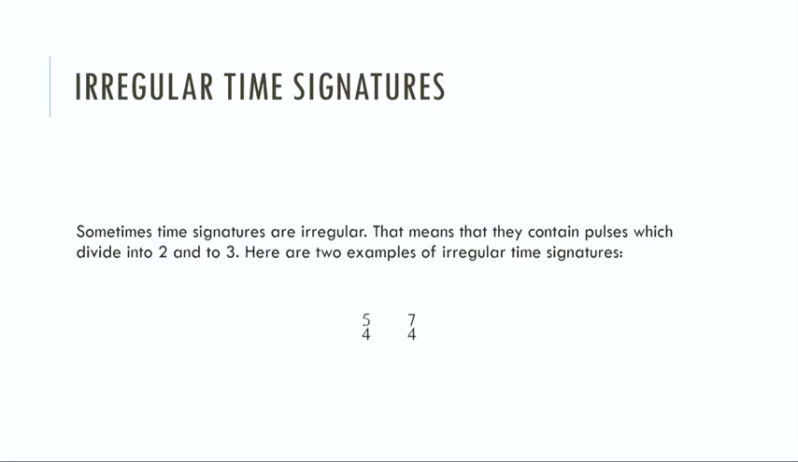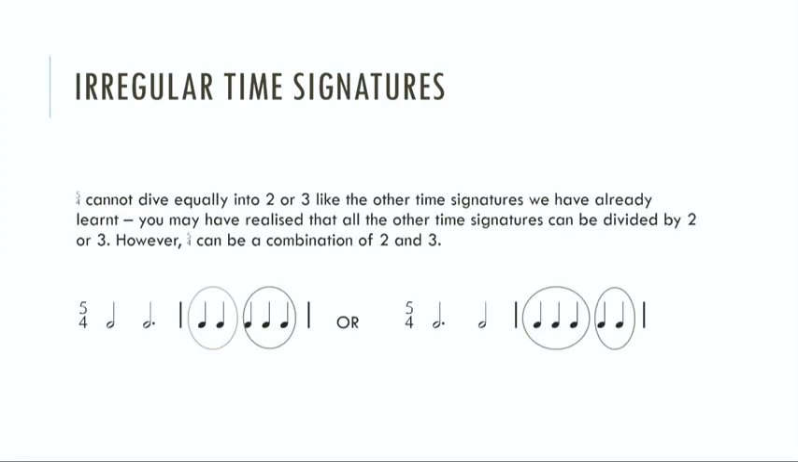Now we also get things called irregular time signatures. Remember, we've worked with simple and we've worked with compound. Now we look at something called irregular time signatures. That means that they contain pulses which can divide into 2 and 3. So let me give you 2 examples. These are the commonest of the irregular time signatures, 5/4 and 7/4. Let's have a look at them individually.